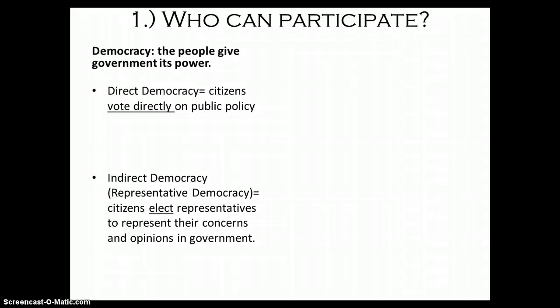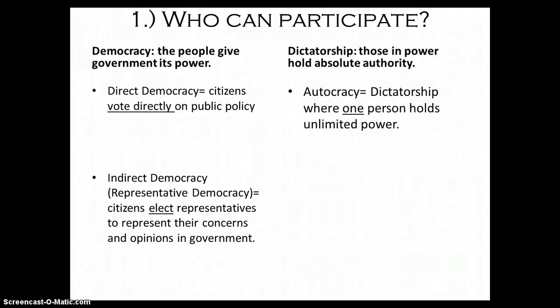All right, now to answer who can participate, the opposite way of the people would be a dictatorship. Those in power hold absolute authority, meaning that the citizens of a country in a dictatorship don't have the ability to interact in their government the way that those in a democracy do. There's 2 different categories of a dictatorship. One type of dictatorship is an autocracy. This is where only one person holds absolute power.